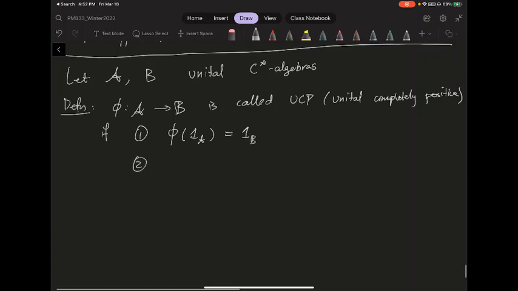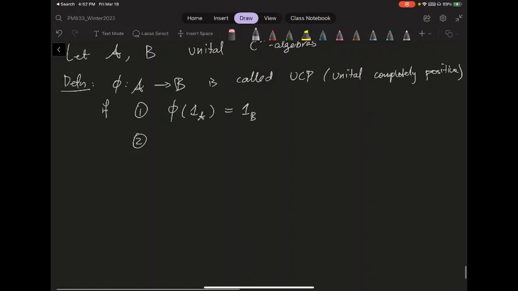And CP means the following. Because A is a C-star algebra, A is sitting inside some B of H. So for every operator matrix Aij inside Mn of A, we can talk about whether it's positive, or a positive definite operator matrix or not, because it can be understood as a matrix of operators, and you treat it as an operator on some Hn.